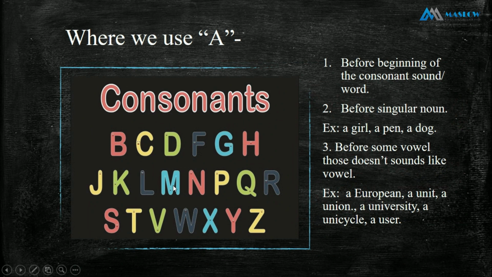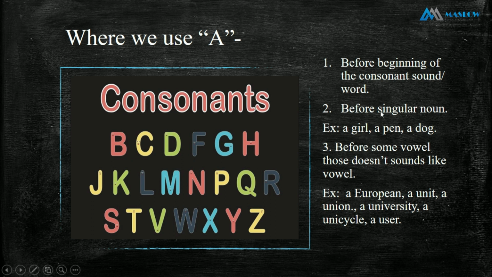Next, the use of a, where we use a. First one, before the beginning of consonant sound words. What are the consonant sounds or words? B, C, D, F, G, H, J, K, L, M, N, P, Q, R, S, T, V, W, X, Y, Z. These are the consonant words. Before that we use a.